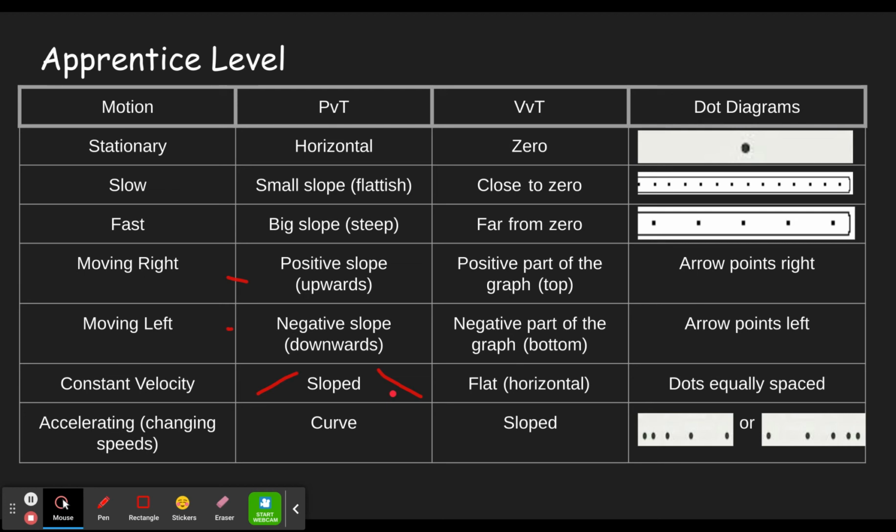On a velocity time graph, you just see a flat line because it's keeping that same velocity the entire time. And again, the dots are equally spaced.